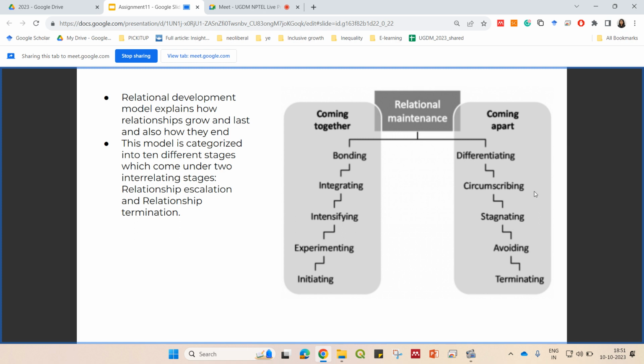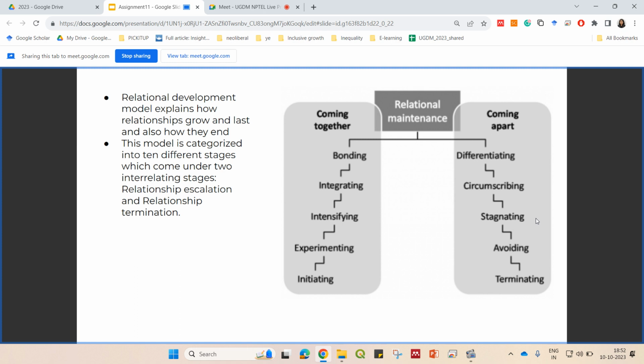Then comes the circumscribing stage. In your organization, your relationship, or your friendship, you try to circumscribe around the area, or circumnavigate the area where your thoughts differ. You try to avoid those parts where you don't agree on the same kinds of thoughts and actions. You try to focus only on the areas where your thoughts and actions align, and avoid the area where your differences lie. That is the circumscribing stage.